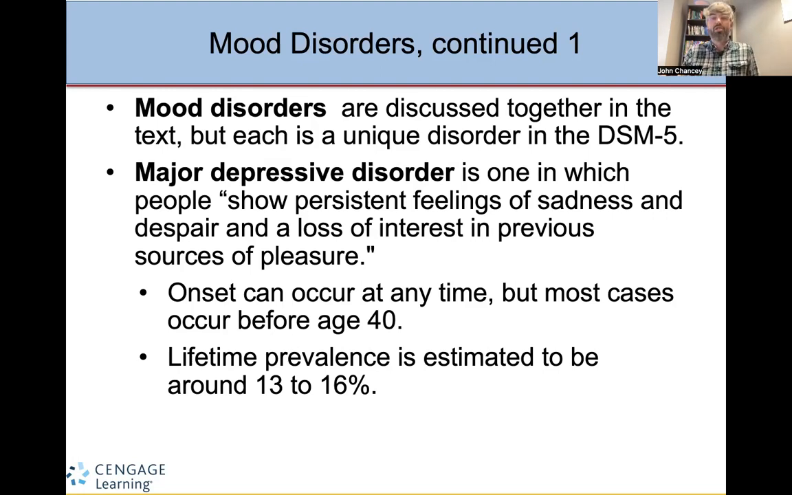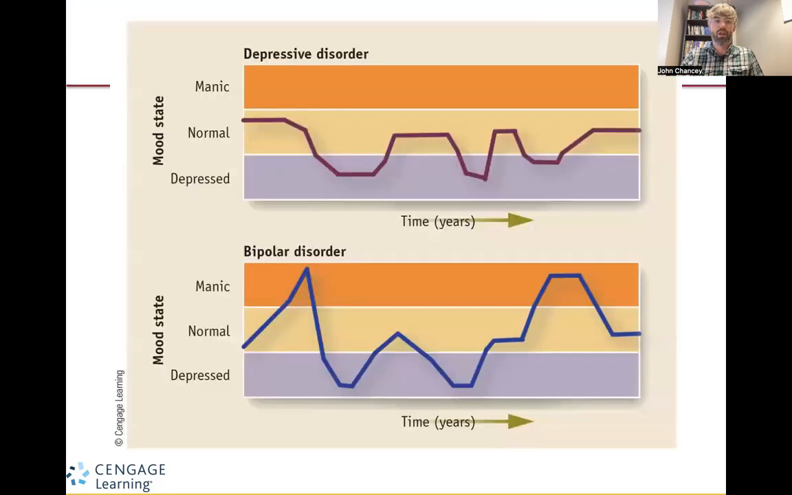Depression can happen at any point in your life, but it tends to happen before 40 for most people. Around 13 to 16% of people have a lifetime prevalence, meaning there's a 13 to 16% chance that during your lifetime you would possibly experience bouts of major depression. It's a very, very serious disorder.